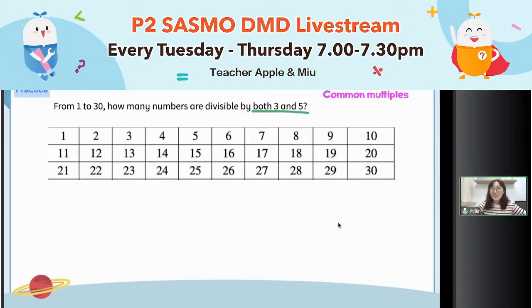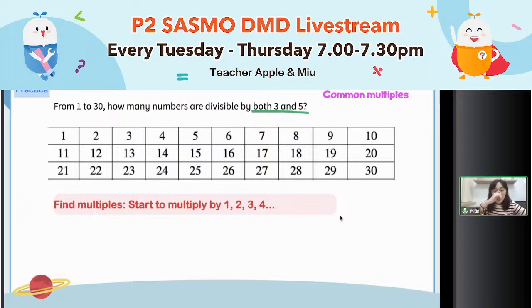Yes, I see some of you already figured it out. Actually, the question is asking you, what are the common multiples of 3 and 5, right? Only one? Think about it. 8? Okay. Here, let's have a look.